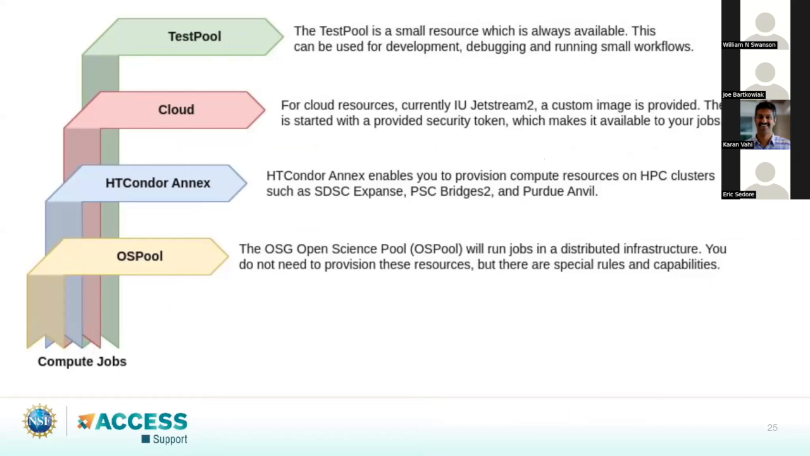The jobs in our system can go to different resources. And I'm going to explain each one of these a little bit more in detail in the next couple of slides. But the paths for those jobs can go to a test pool, to cloud resources, to something called HTCondor Annex, or the OSPool. Right? So these are currently the different paths that the job can take, and we might even add a few more here.